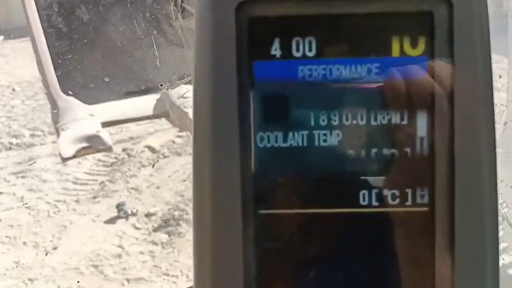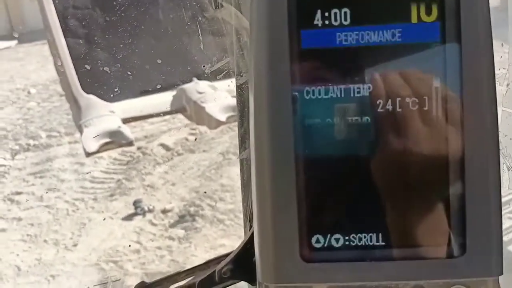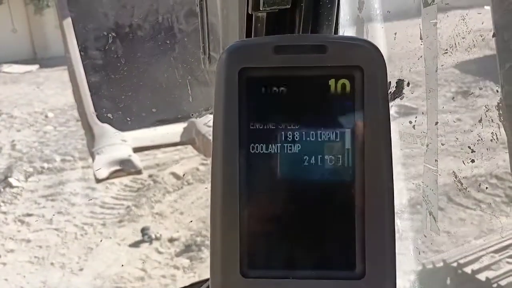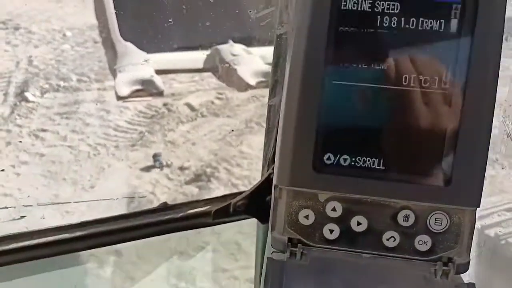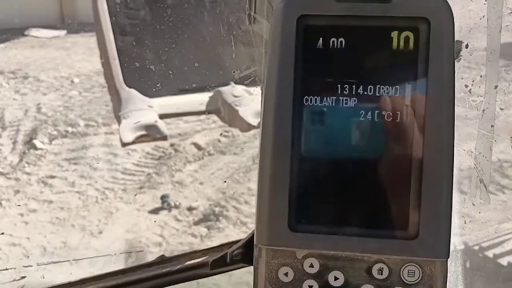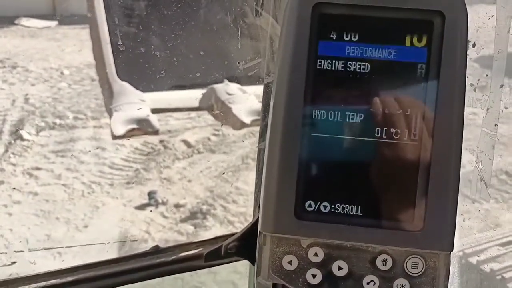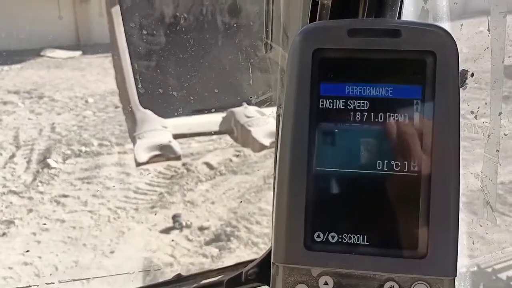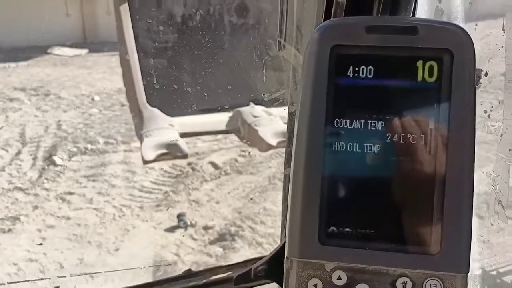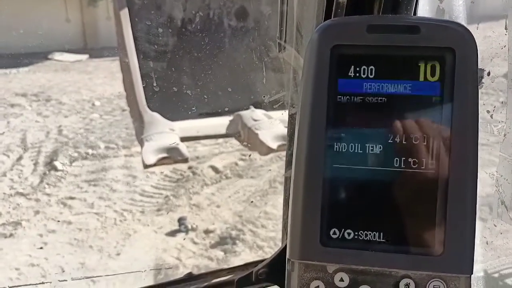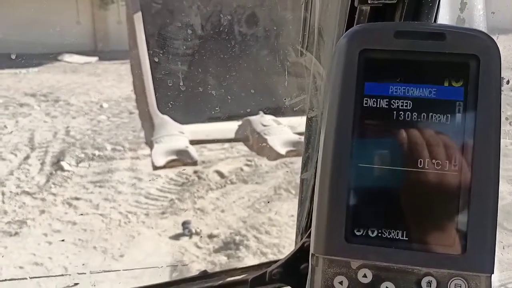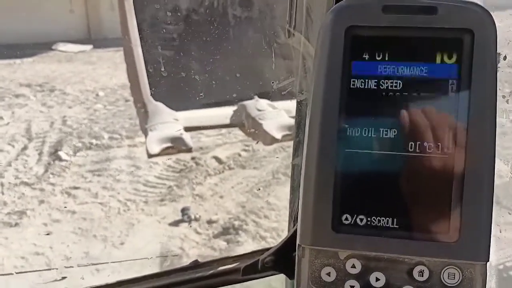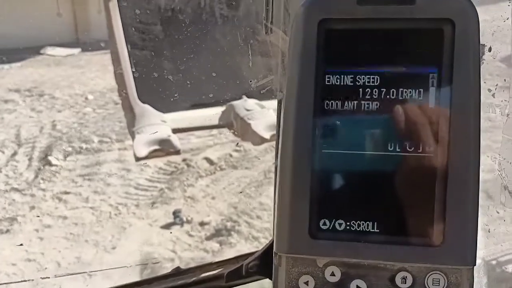As you can see, the RPM is good. That means it is not pulling down to around 1600 or 700. So the engine has good power. This is based on my experience. I don't know how other technicians understand whether the problem is in the hydraulic system or in the engine.